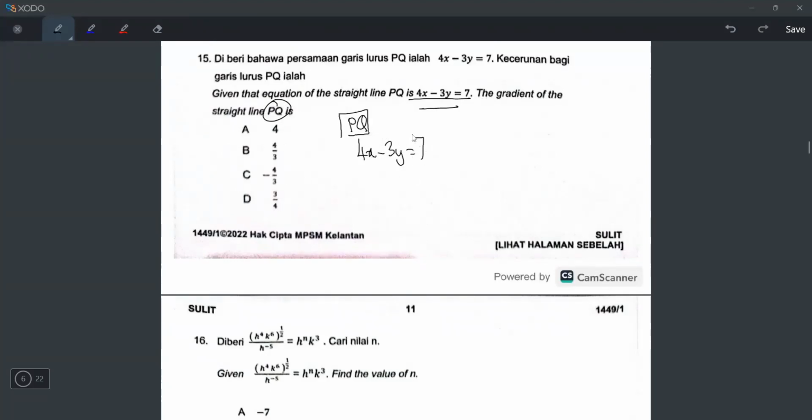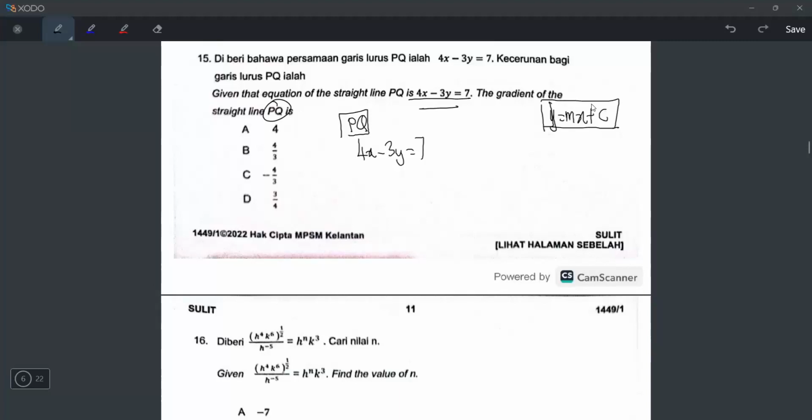So how do you get the gradient from the equation? Well, it's very simple. You just change it to linear form, which is y equals mx plus c. This chapter also I revised with you in the class, and I remember revising this chapter with you. Okay, so if you came, I'm sure you can do it.